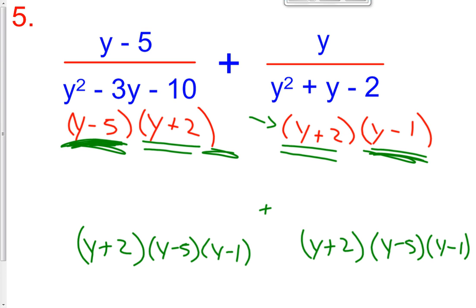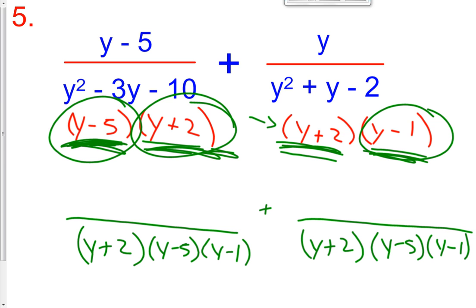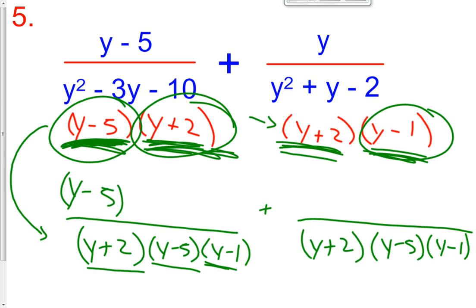There's 4 factors in the denominator. 2 of them are the same, y plus 2. So your common denominator is 1, 2, 3 factors all multiplied by each other. Hopefully that makes sense. So now, in our first fraction, we have a y minus 5 and a y plus 2. Here's our y minus 5 and our y plus 2. But we had to multiply by the quantity y minus 1 in the denominator. So if we're going to multiply the denominator by y minus 1, we got to multiply the numerator y minus 5 times y minus 1.